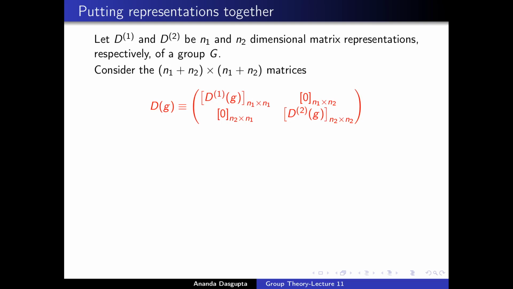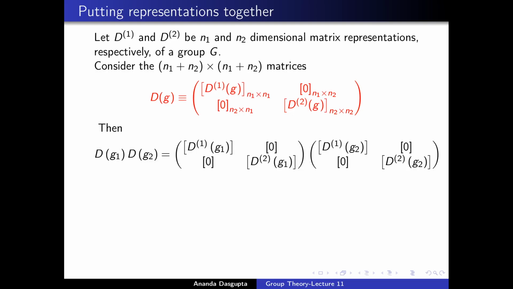Now my claim is that this procedure of creating a big n1 plus n2 by n1 plus n2 matrix for every small g will give rise to a matrix representation of dimension n1 plus n2 for the same group capital G. And in order to check that, what we need to do is check what happens when you take d of g1 and d of g2 and multiply them together. If this is a representation, what you should get is d of g1 g2.